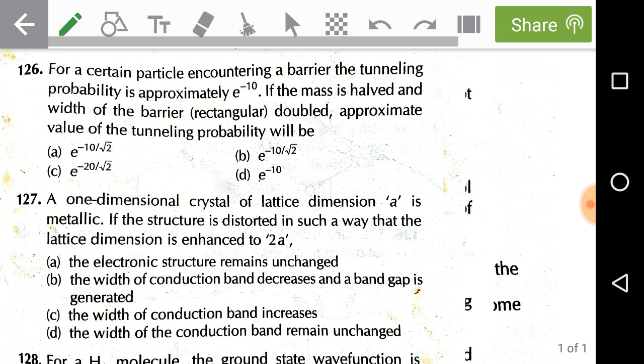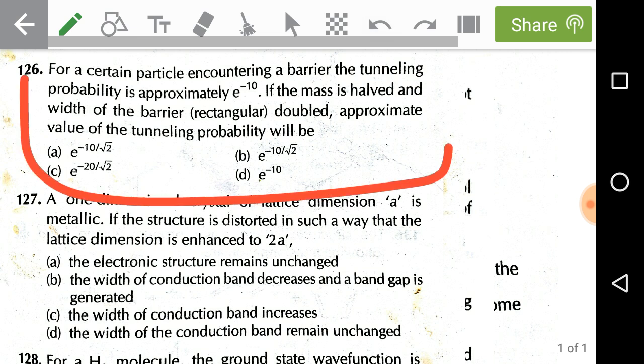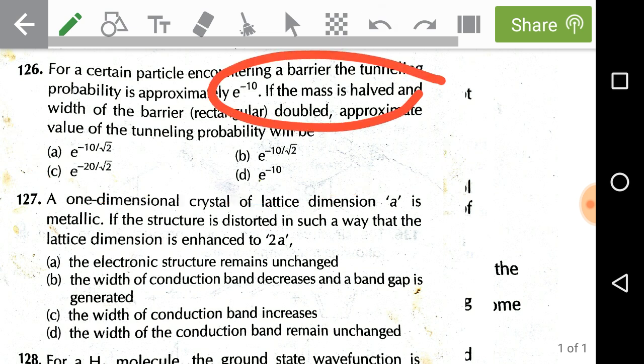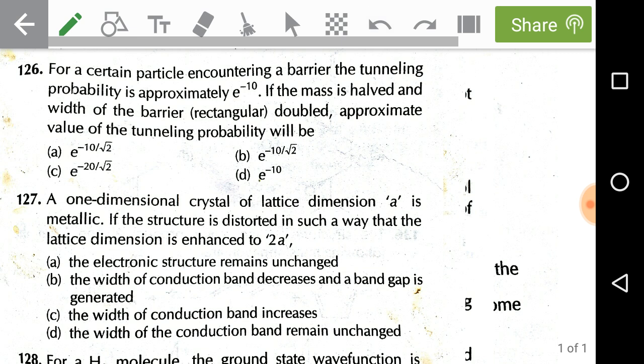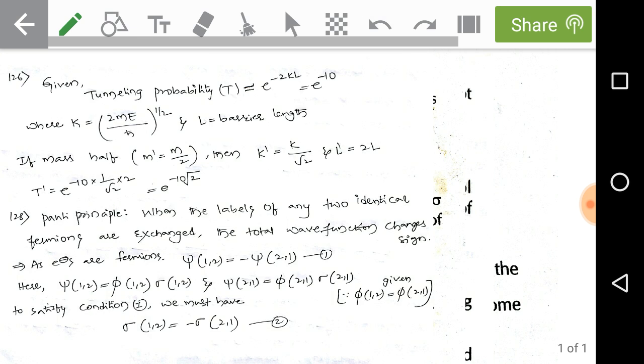Okay, next, the 126th question. For a certain particle encountering a barrier, the tunneling probability is approximately exponential power minus 10. If the mass is halved and the width of the rectangular barrier is doubled, what will be the approximate value of the tunneling probability? Now just look at the 126th question.